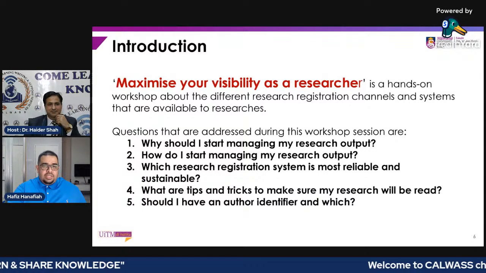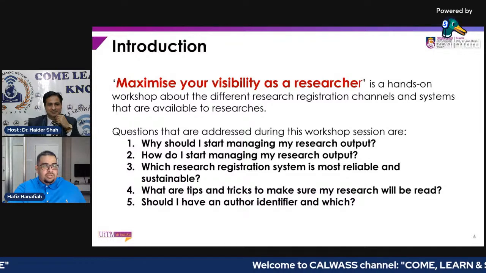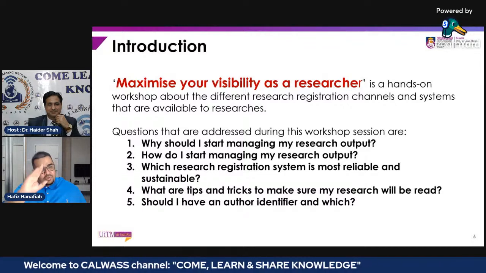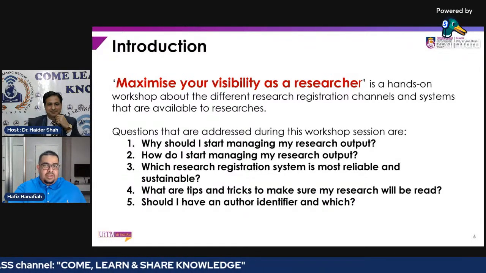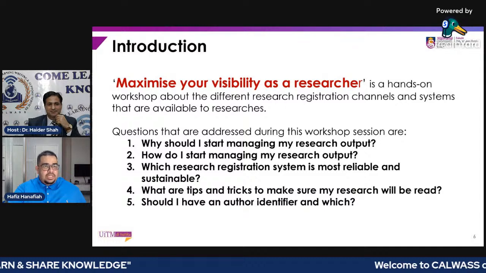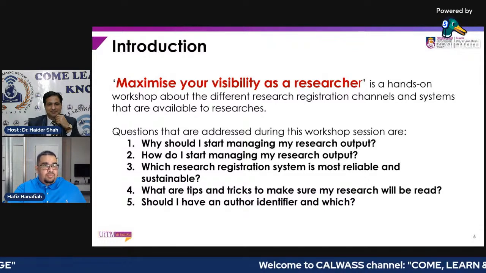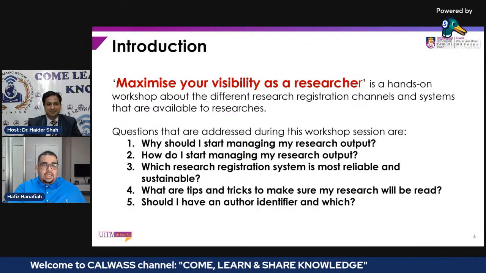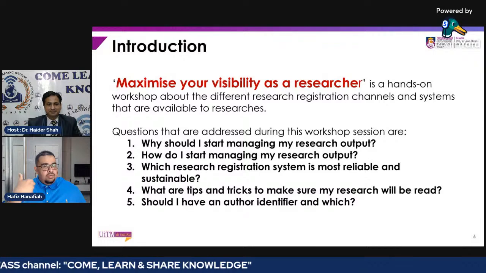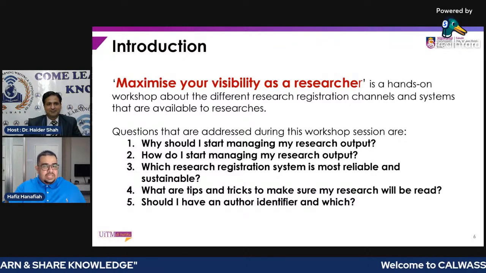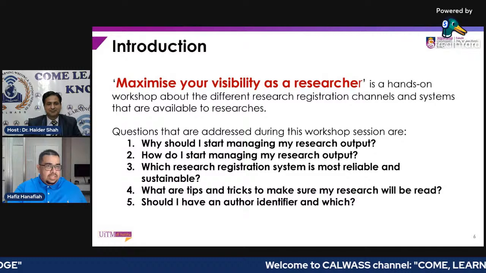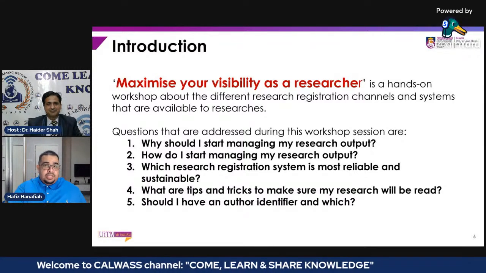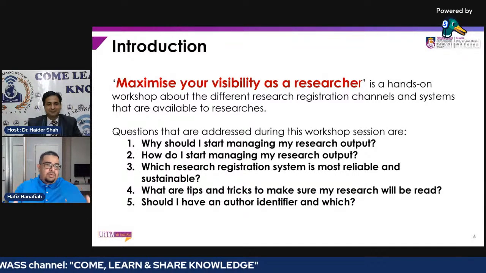And the second question is how to start managing my research output. These were quite hard in those days, but nowadays there are a lot of free websites and applications that allow you to manage your research output, not only relying on the effort of your university. There are a lot of registration systems that we are going to explore and discuss, to see which one is more reliable and sustainable, and what are the tips and tricks to make sure that your research will be read. This is the most important question.